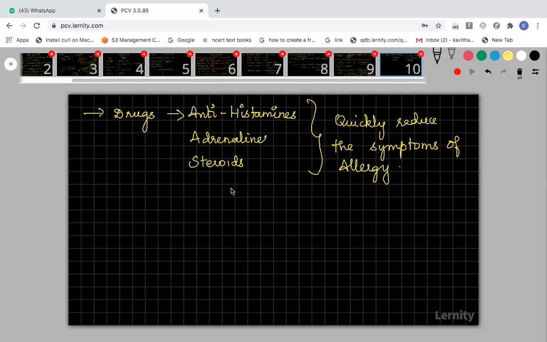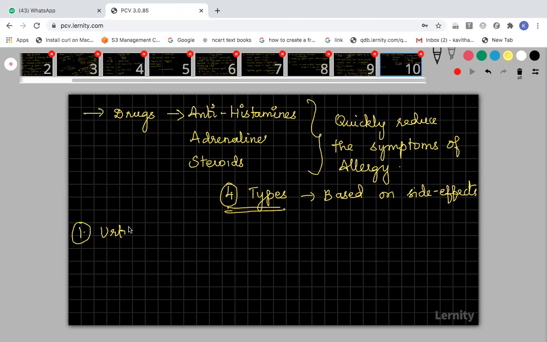Fine. So now I am going to tell you 4 different types of allergies based on the side effects. Based on the side effects that are caused because of the allergic condition, you have 4 different types in allergy. The first type of allergy is urticaria. I told you about urticaria in IgE immunoglobulin, right? You will study about this in immune disorder. So what do you mean by this urticaria?